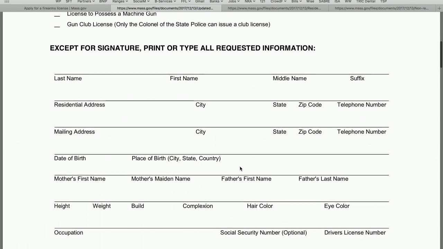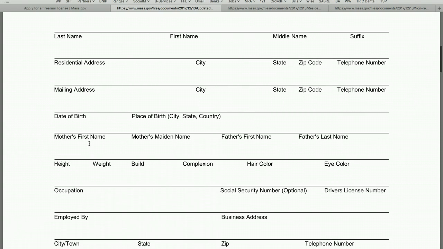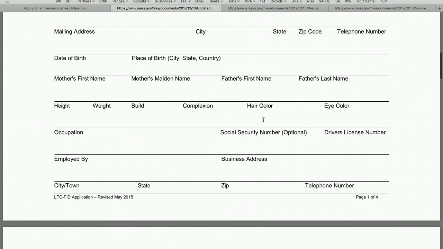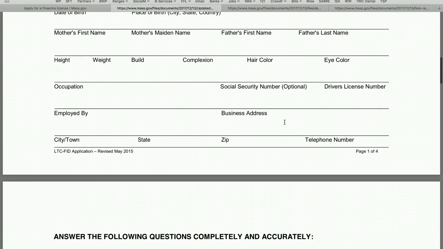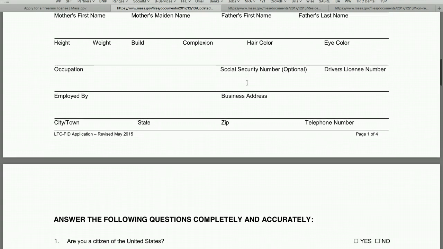Here you're just going to be asked for your basic information, which is not something that we really need to cover in detail. I do recommend you put your social security number. It helps the process go faster, and you don't want any type of confusion. If your name is John Doe, there's a lot of John Does, there's a lot of Mikes, there's a lot of common names. The social security number will help people identify you quicker, so I think it's a good idea to put it on.